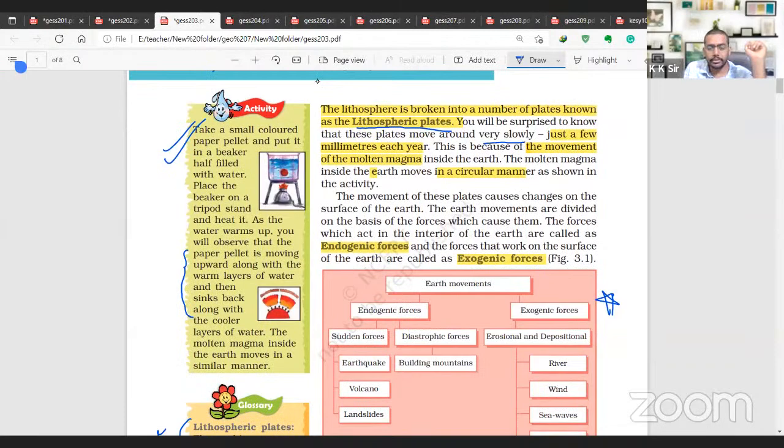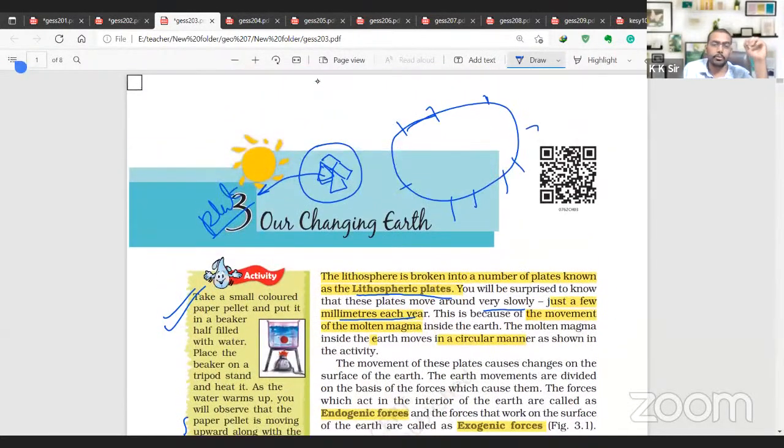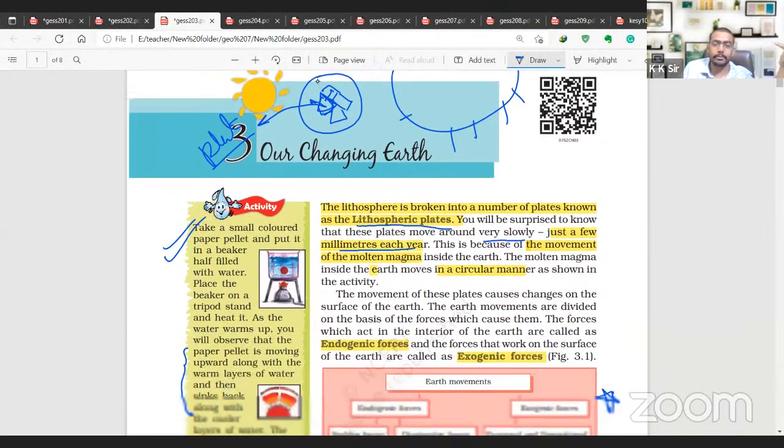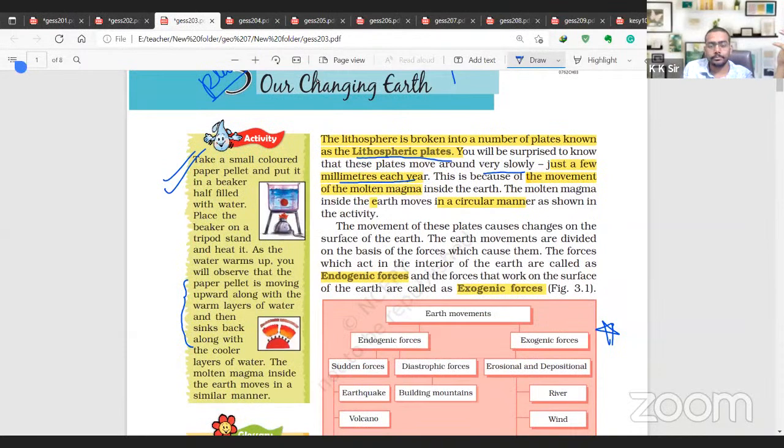They move around very slowly, just a few millimeters each year. Now, the plates of the football do not move, but the plates of the earth, they move very slowly. And we can actually predict in which direction it will move, and because of that, what kind of changes will happen. And why does this plate move? The reason for this is the movement of molten magma inside the earth.